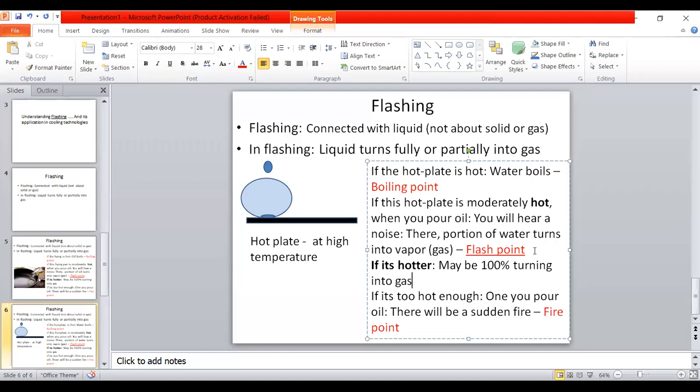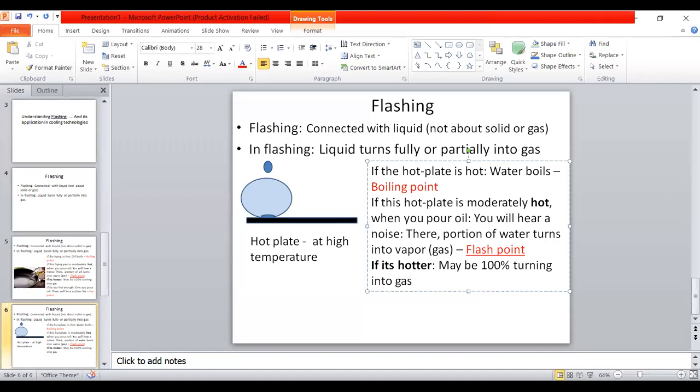Superheated, but for water, fire is not relevant. If it's too hot, maybe 100% turning into gas, or superheated. But in flashing, the vapor and liquid both are there.